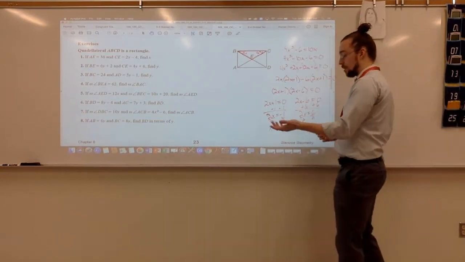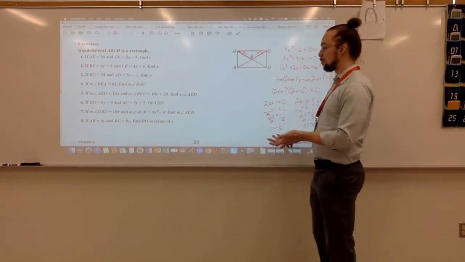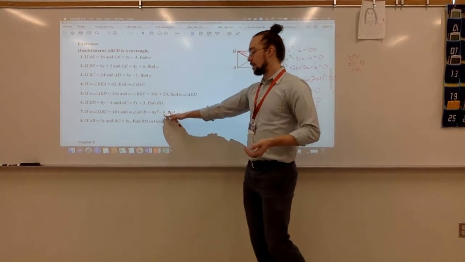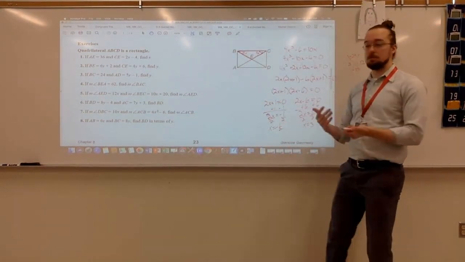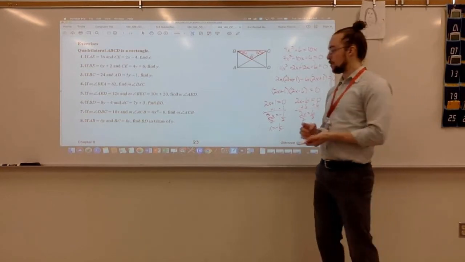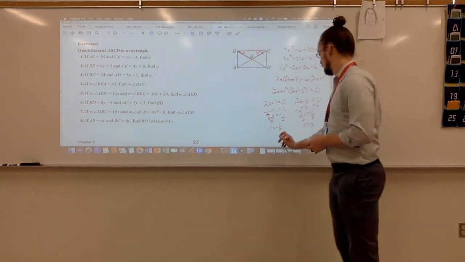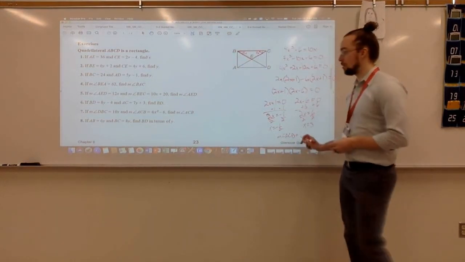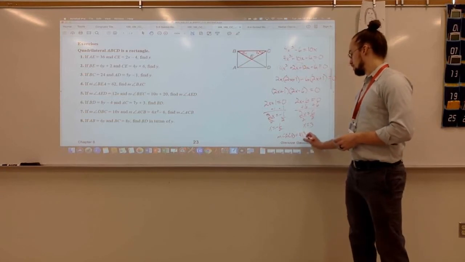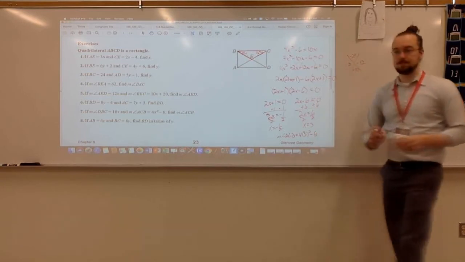Yeah, so right off the bat, hopefully we can tell that if we plug negative 1/2 in, we'll end up with a negative value. But if we can't tell that right off the bat, we can just plug both of them in and see which one makes sense. Okay? If I plug 3 in, the measure of angle ACB will be 4 times 3 squared minus 6.